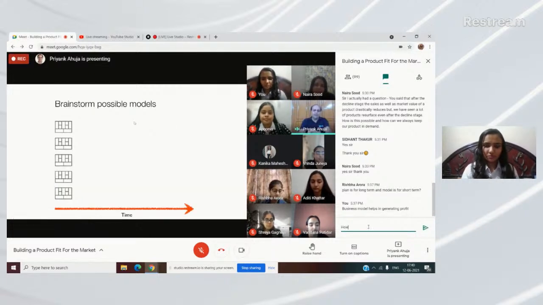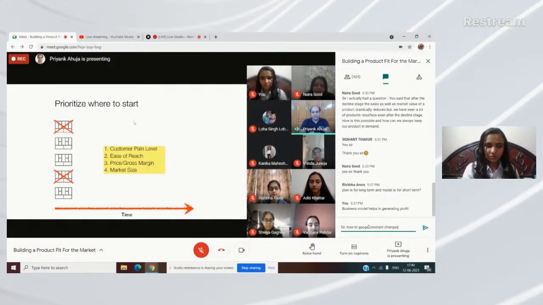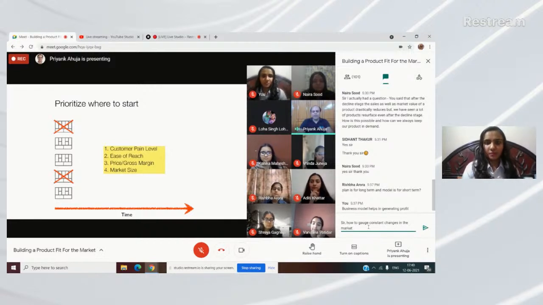Now, when you are going to create a business model, multiple ideas will come into your mind. So you have to brainstorm possible models, but you have to select only one. But how can you select? You have to prioritize it. Where you can start. So the first priority should be given to the customer pain level. Means what problem you are going to solve for a customer.